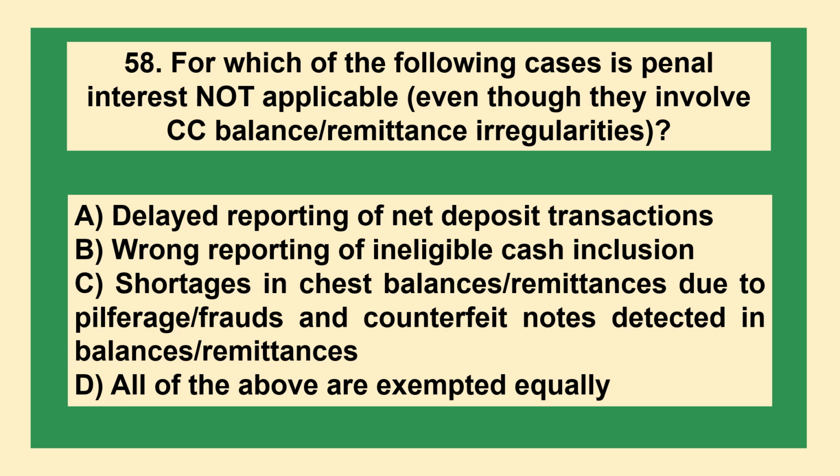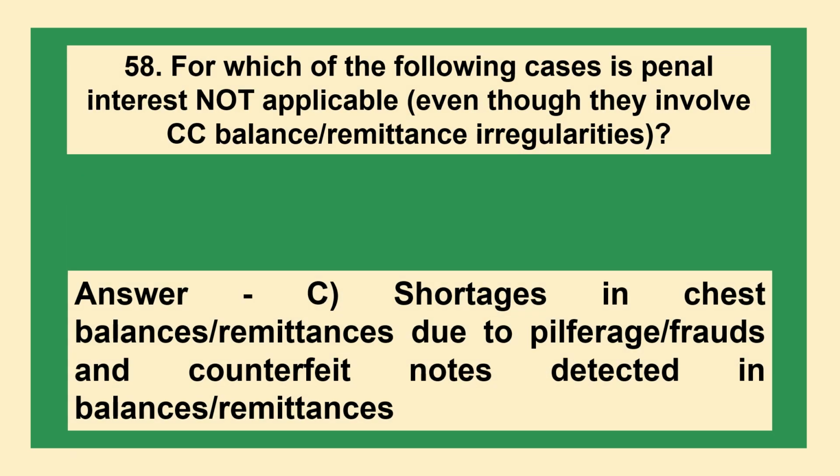In which of the following cases is penal interest not applicable even though they involve CC balance or remittance irregularities? Option A, delayed reporting of net deposit transactions. Option B, wrong reporting of ineligible cash inclusion. Option C, shortages in chest balances or remittances due to pilferage or frauds, and counterfeit notes detected in balances or remittances. Option D, all of the above are exempted equally. The answer is option C, shortages in chest balances or remittances due to pilferage or frauds and counterfeit notes detected in balances and remittances.